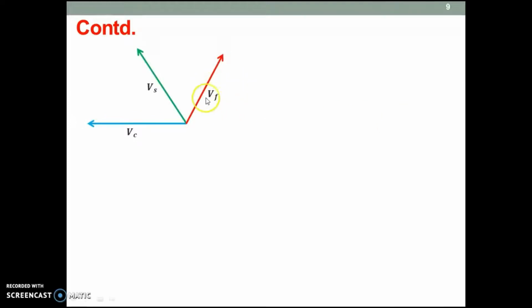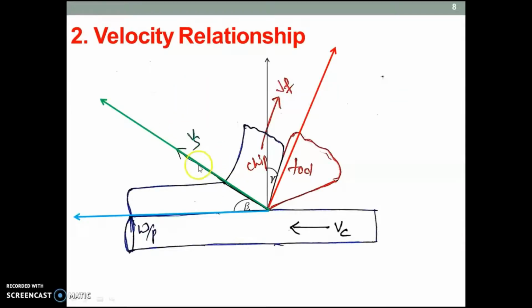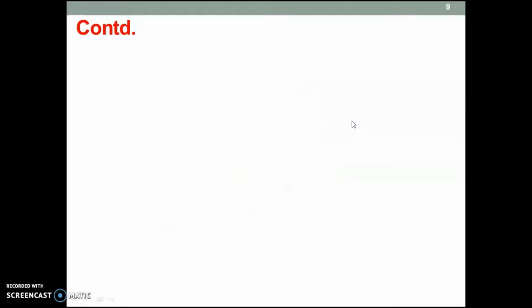The same thing I have written here: Vf, Vs and Vc. The angle between Vs and Vc is how much? That is beta, you can see here. The angle between Vf and the vertical line is gamma, the back rake angle. So the angle between Vs and Vc is beta, and between Vf and a vertical axis is gamma.